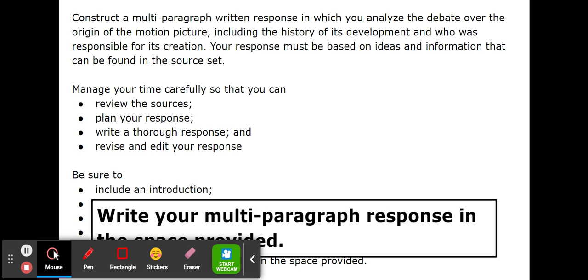Now, I'm going to break this down backwards. We just read it from first to last. I'm going to take it back from last to first. Hopefully, you'll see why in a moment.